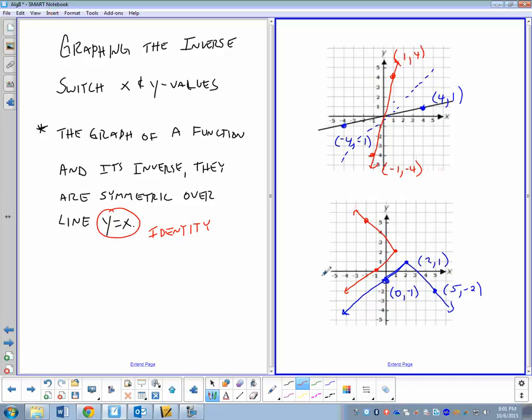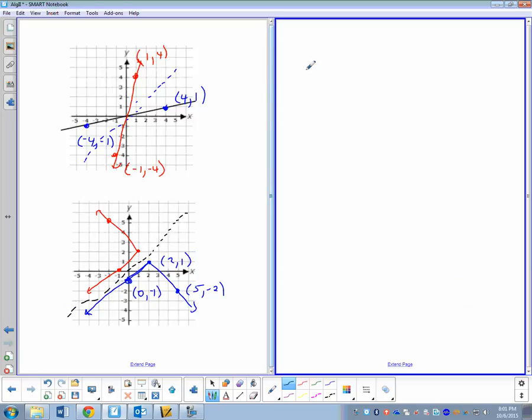And if I were to draw my identity function, it's easy to see that if I folded this graph over this perfectly diagonal line, this blue graph would lie right on top of this red graph. So that's how you graph the inverse. Last thing, goodness gracious, okay, is proving inverses.